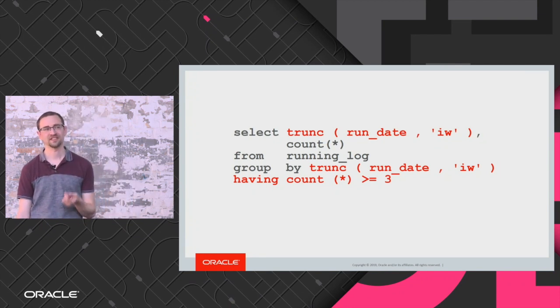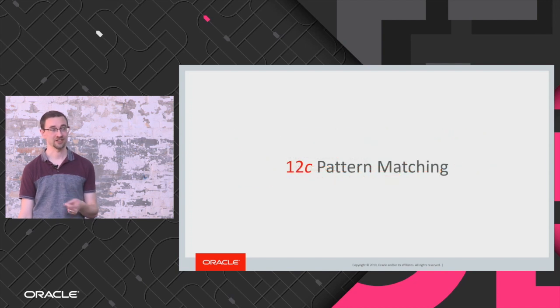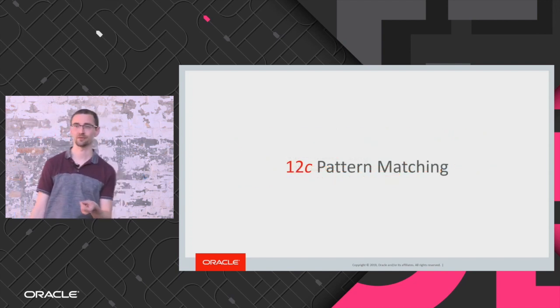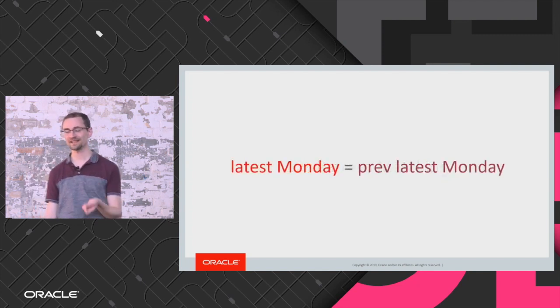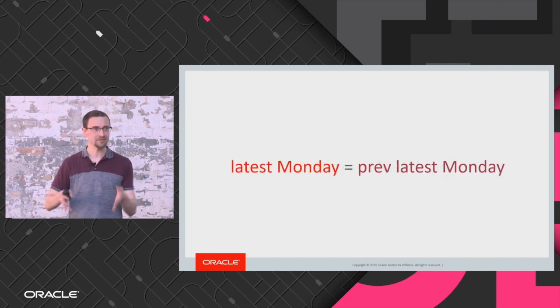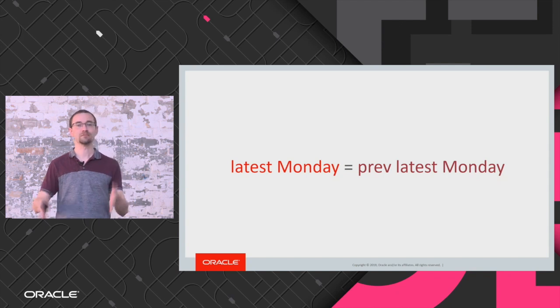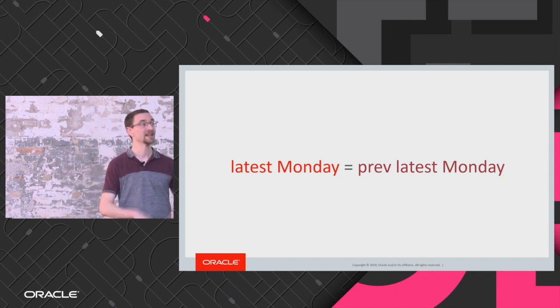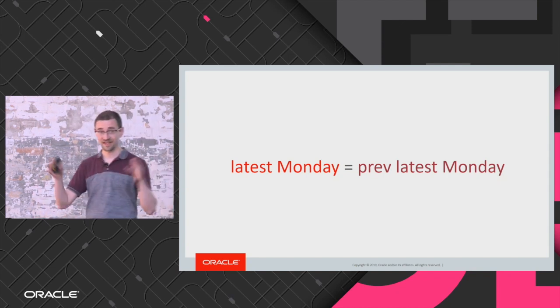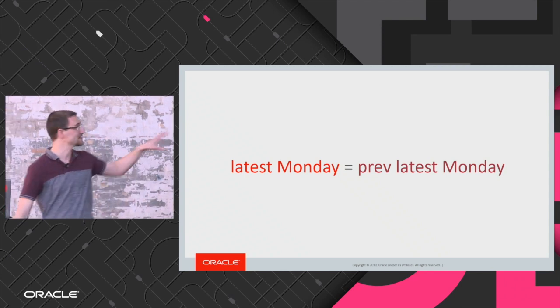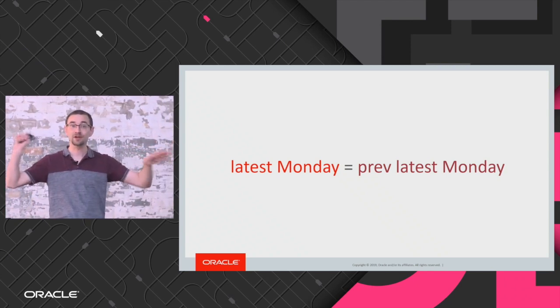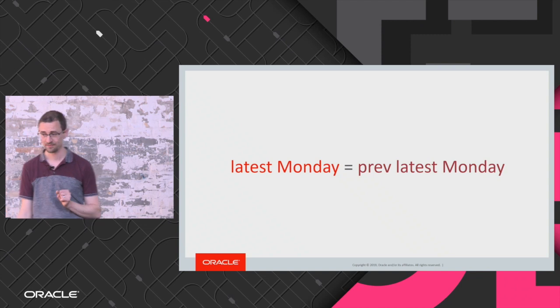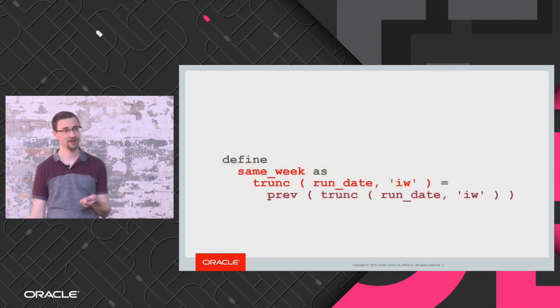How would we solve the same problem using SQL pattern matching? Well, let's review. What are we looking for here? What is our pattern variable? We're asking, is the most recent Monday for the current row equal to the most recent Monday for the previous row? If they are, then they fall in that same calendar week. So this is our pattern variable. Compare the most recent Mondays for those rows. So this is going to go in our define clause.